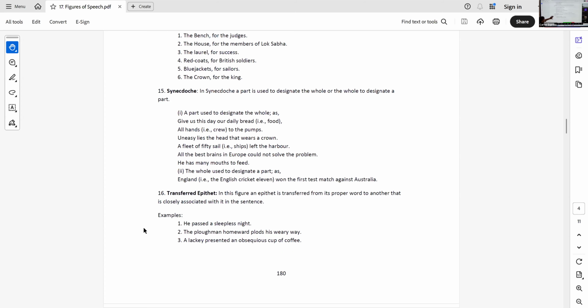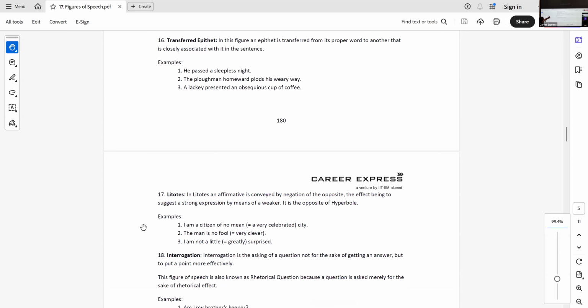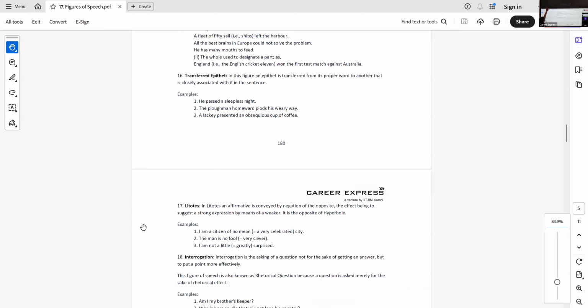Transferred epithet. Transferred epithet is, just underline this one. He passed a sleepless night. What does this mean? Is the night sleepless or is he sleepless? He is sleepless. Then why is the night being described as sleepless? Because the author is trying to emphasize.